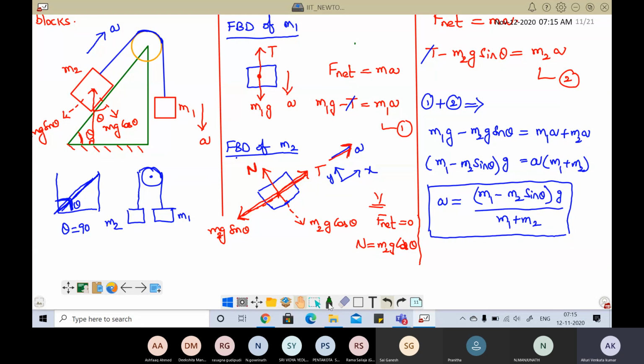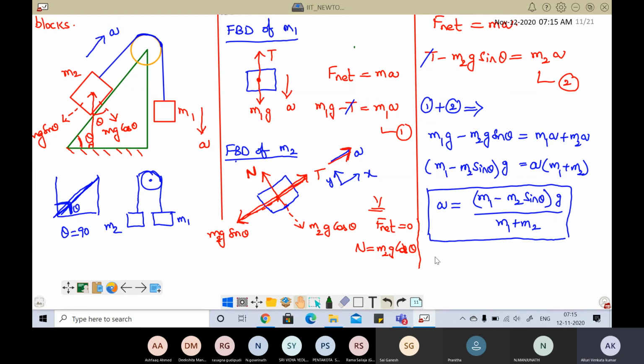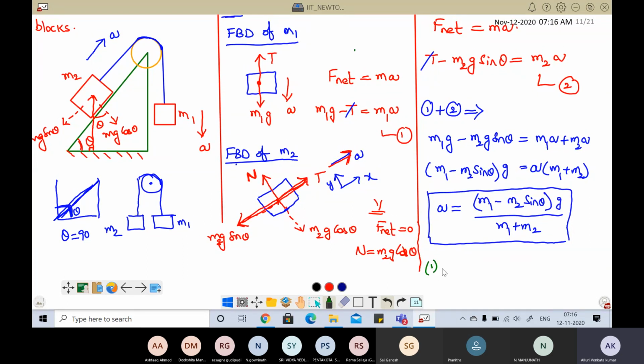Okay, so now there are three results here. Suppose m1 is greater than m2 sine theta. Suppose m1 is 10 and m2 sine theta is 8, so 10 minus 8, 2, positive you will get. Positive means our assumption is correct, so acceleration will be positive.